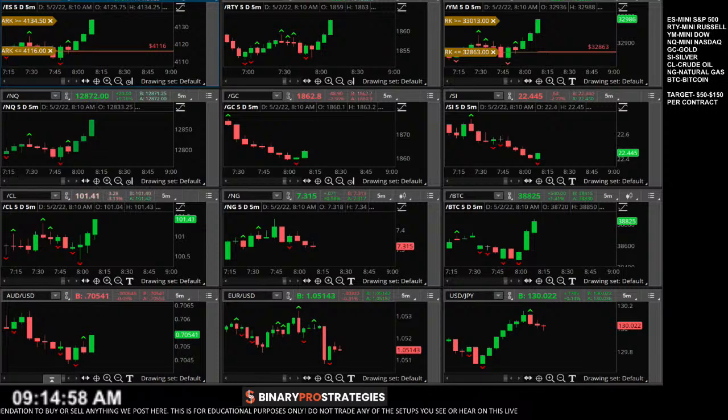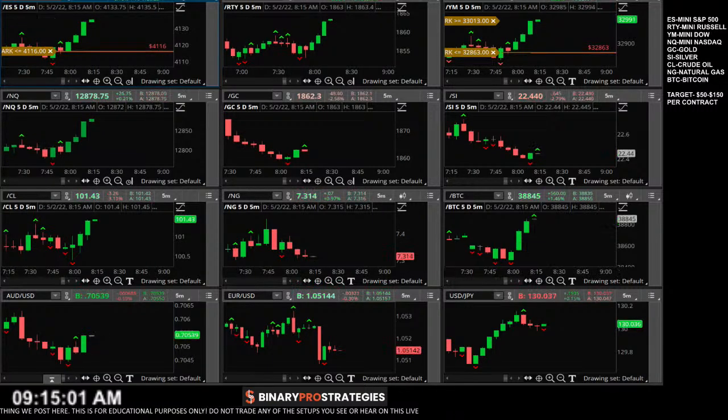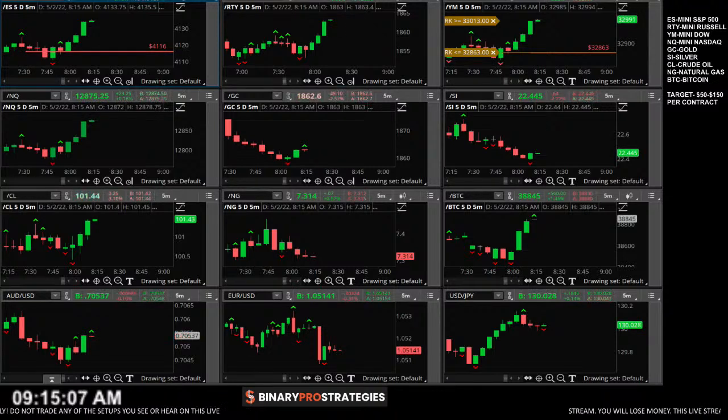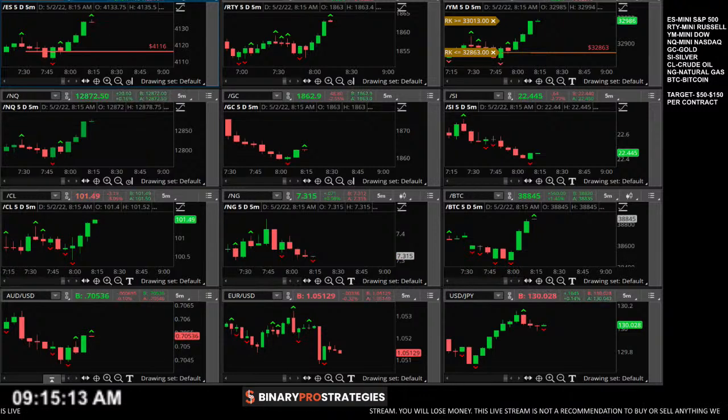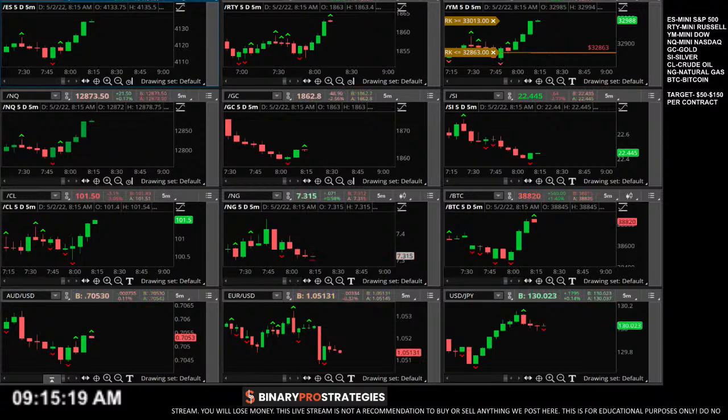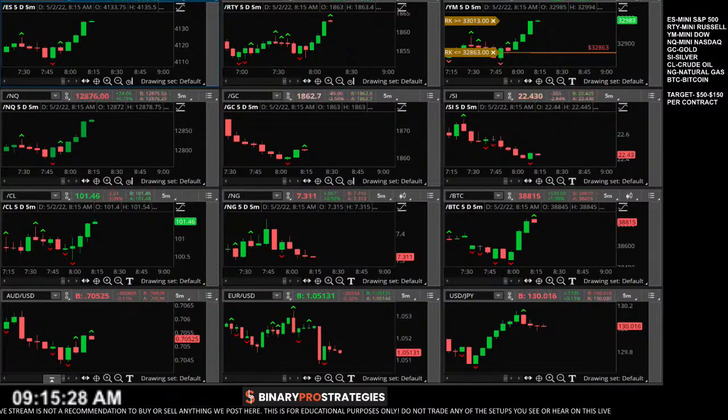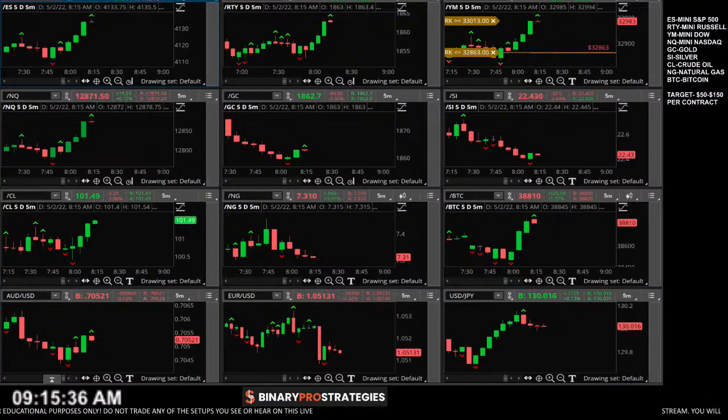ES getting close to target at 41.34 and a half. Profit target hit. Target hit on ES. Once profit target is hit, we exit the trade. Okay, let's see. Our US Tech is getting a buy, which is your mini NASDAQ. Watching RTY for a buy. That mini NASDAQ is coming in at target of 129.07 and a half.